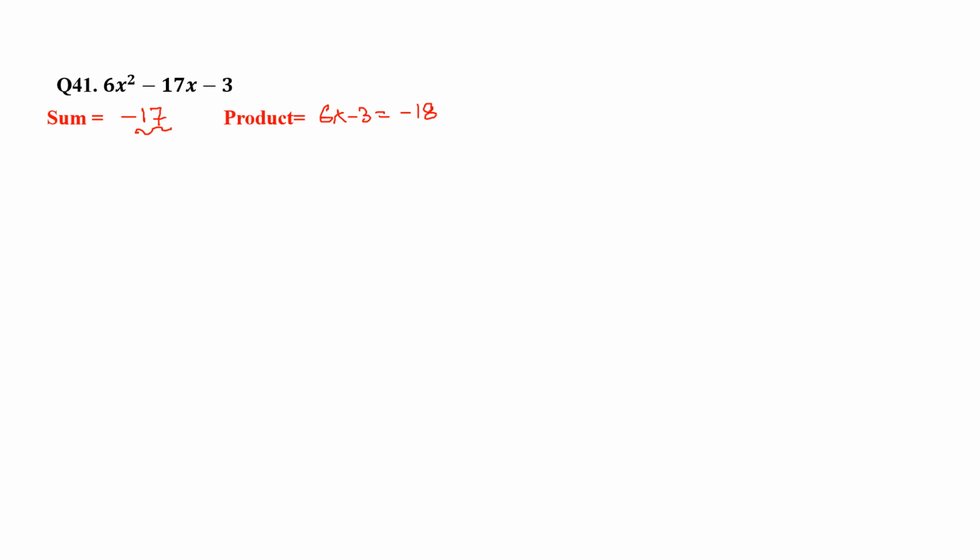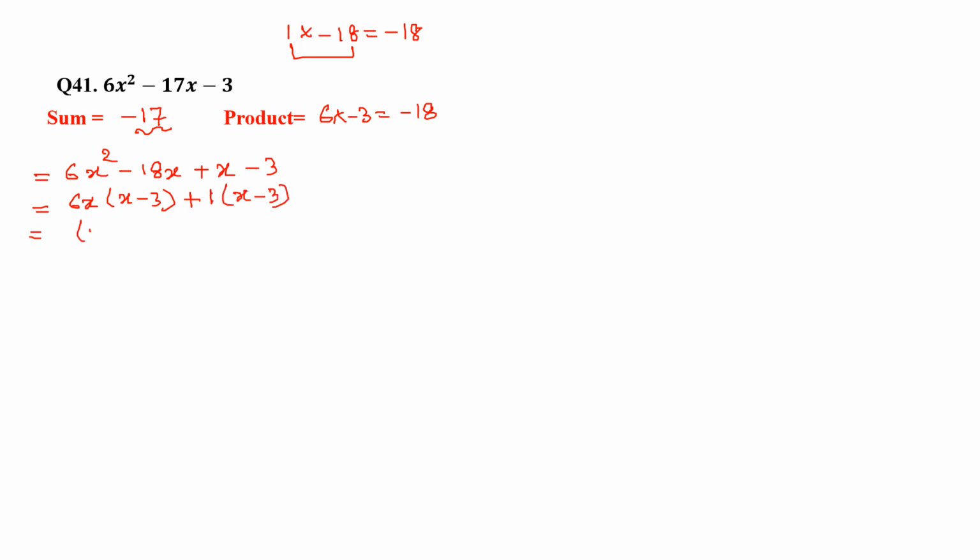First, minus 18 will come in one table, so I can write it as 1 into minus 18 is minus 18, and if I add 1 and minus 18 I will get minus 17. So I can split it as 6x square minus 18x plus x minus 3. And if I take 6x common, it will be x minus 3. In the last two terms, nothing is common. We know that 1 is a factor of all the numbers. So I will take 1 common. So it will be x minus 3. Now x minus 3 is present in both the places. I can take x minus 3 common. So I will be left with 6x plus 1.